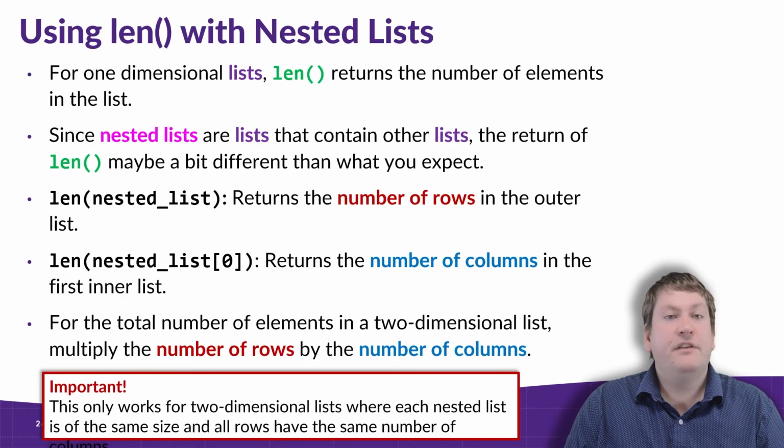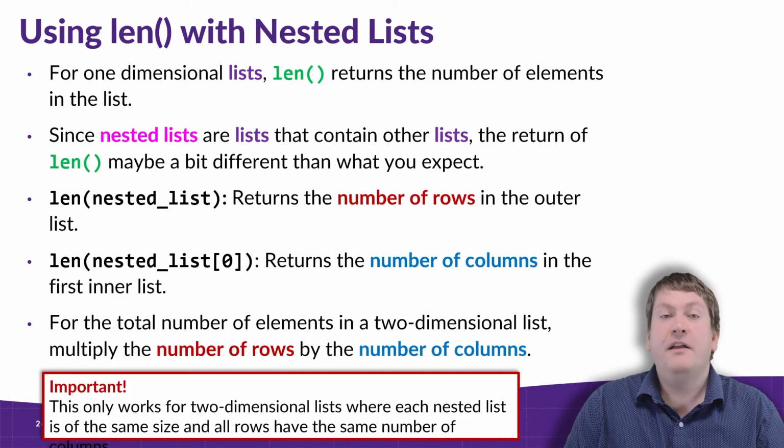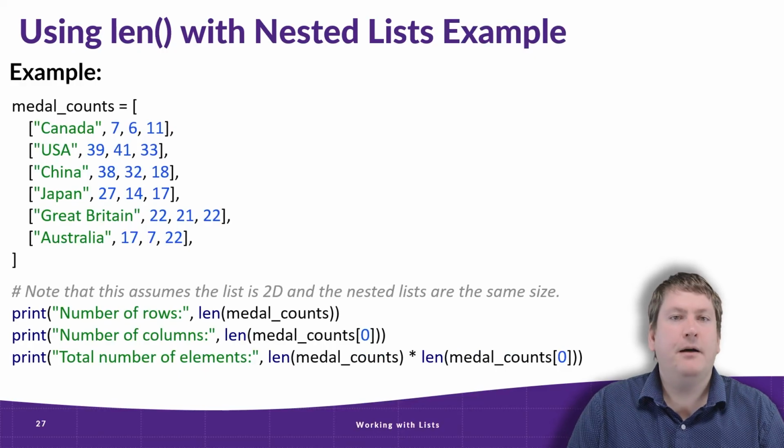But it is important to note that this is only true for two-dimensional nested lists that all have the same number of columns. Python does allow us to have each list being of a different size in a nested list, in which case it would be a little bit more complicated to figure out the total number of elements. So that's a bit complicated, so let's take a look at a practical example.